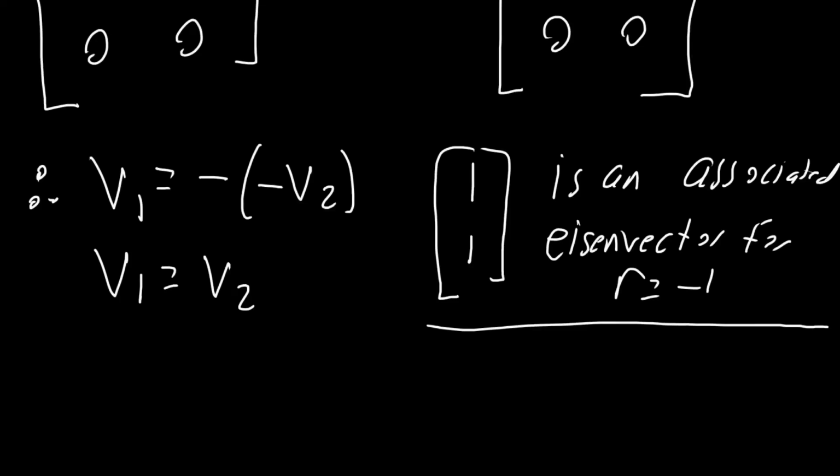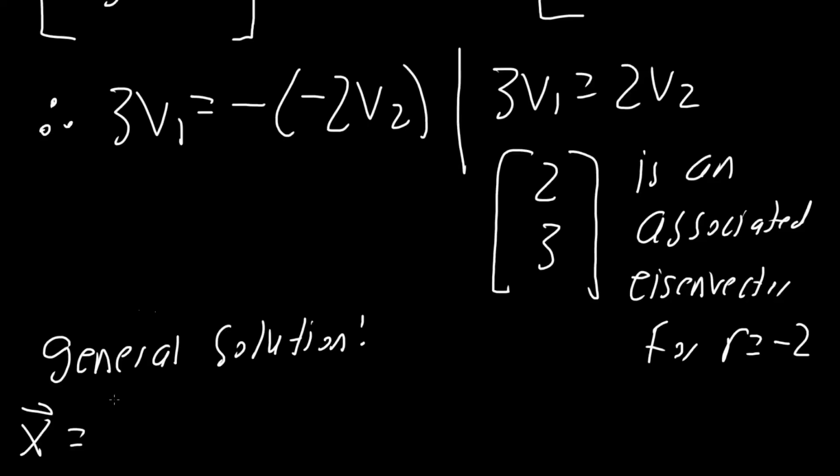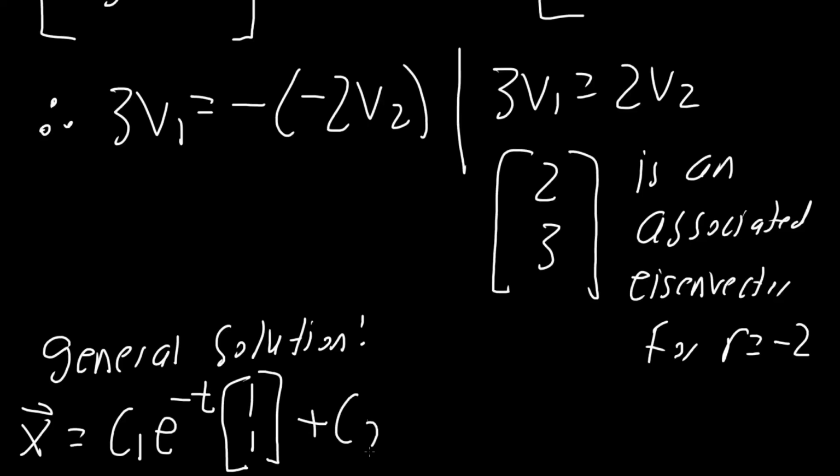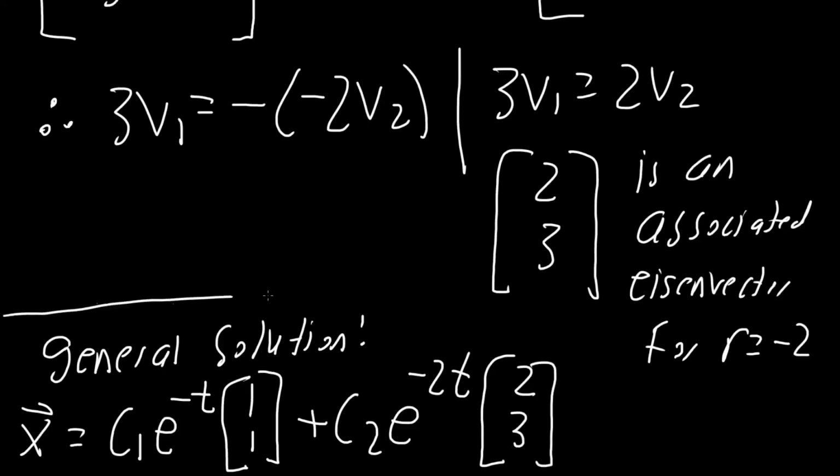And so that would mean we could say that C1 e raised to -t because the eigenvalue was -1 and the eigenvector was 1, 1, plus C2 e raised to -2t because the eigenvalue was -2 and the eigenvector was 2, 3. And so let's just box this in, and this is the final answer. And that's all we need to do for this problem.